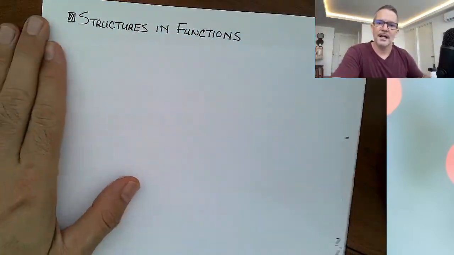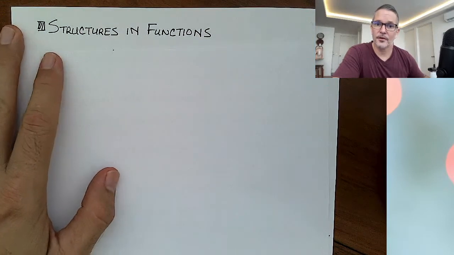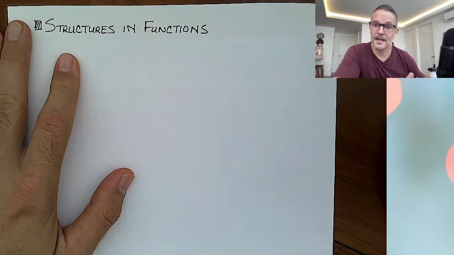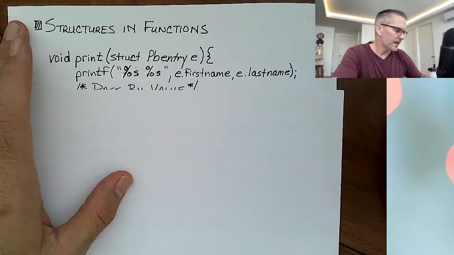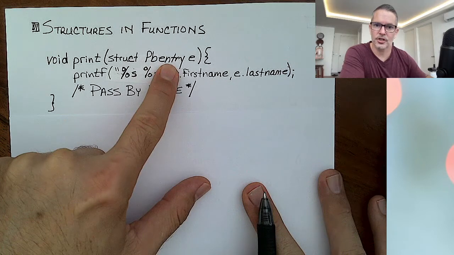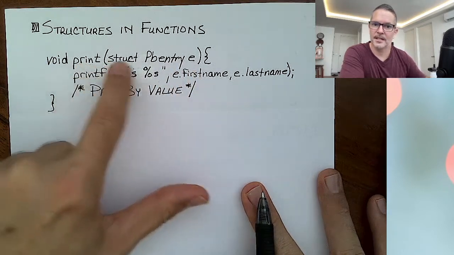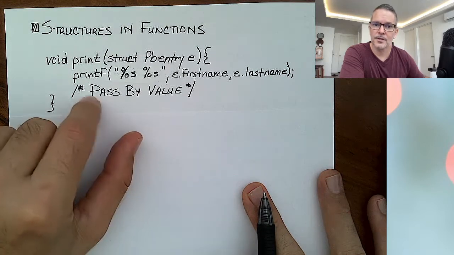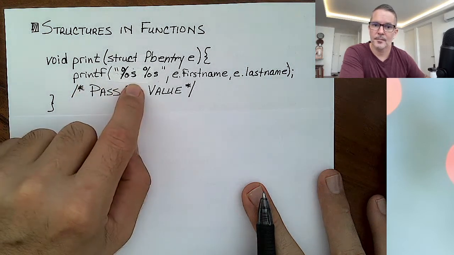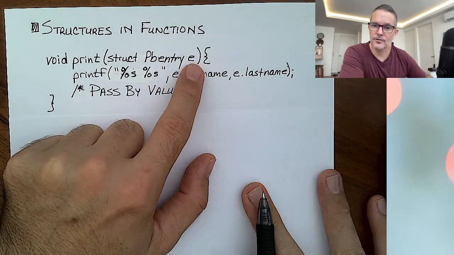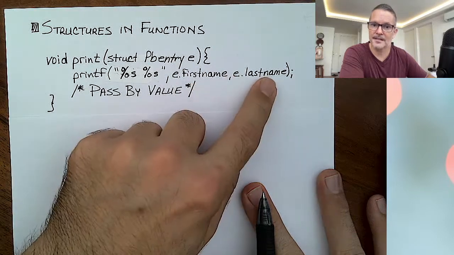So let's talk, as we've done with other different types that we've discussed, how do structures work inside functions? How do you pass a structure into a function? Well, if you pass a structure into a function, as I've defined it here, it will be passed by value. So here I can print %s, e for this is my structure variable, e dot first name, e dot last name.